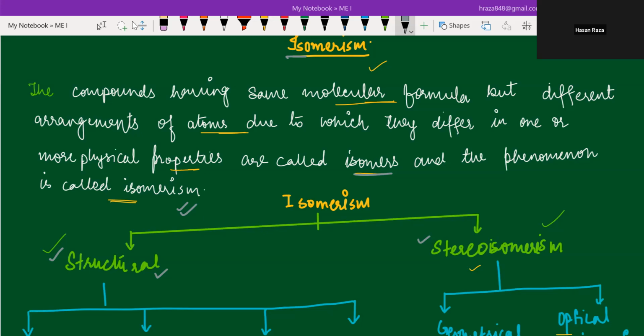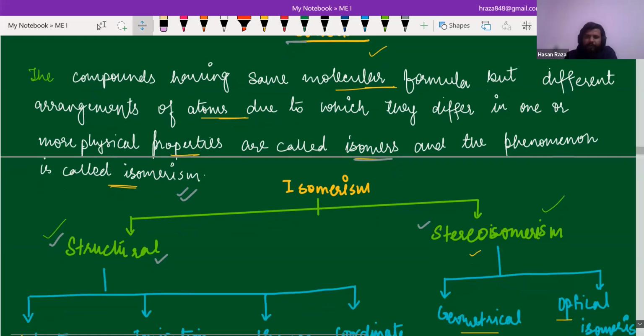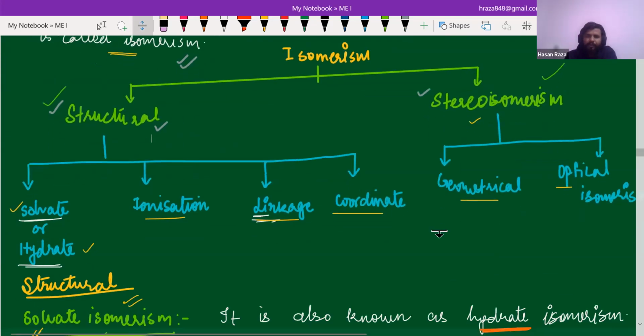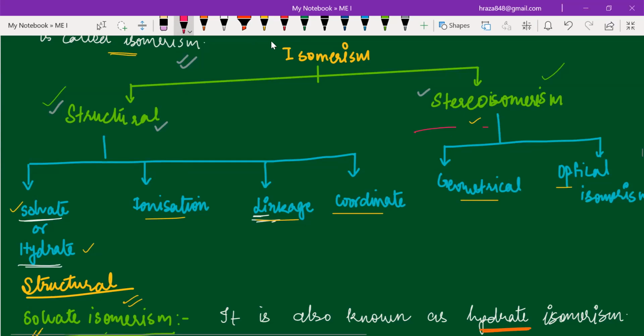Okay. So as you can see, this isomerism is of two types, that is stereo and structural isomerism, and they are further divided. Structural isomerism is divided into four parts, and stereo isomerism is divided into three parts. So please do write it.